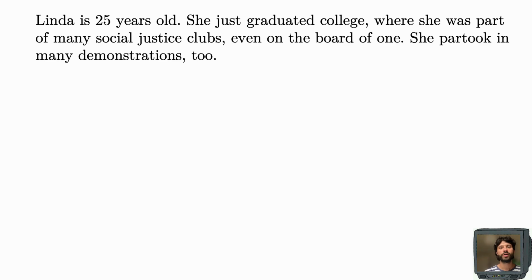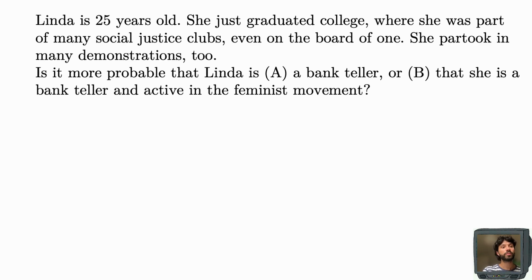Okay, having laid out all these foundations, let's briefly revisit one of our old examples from previous lectures. This is the Linda example. To refresh your memory, the prompt is as follows. Linda's 25, she just graduated college, where she was part of many social justice clubs, even on the board of one, and she also partook in many demonstrations. The question is, is it more probable that Linda is A, a bank teller, or B, a bank teller and active in the feminist movement? We saw that most people think that B is more probable, but in fact A is.